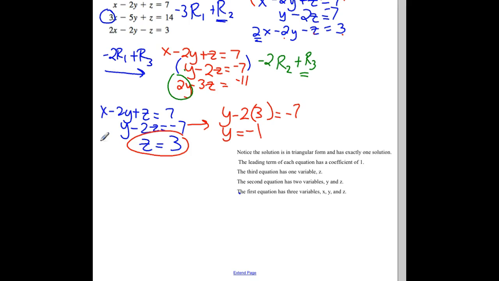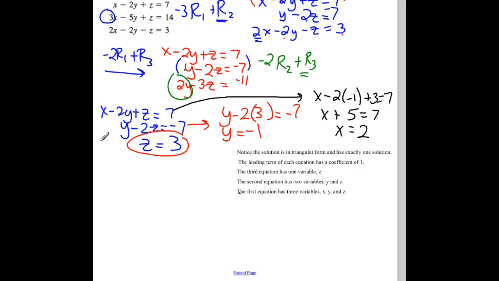And now that I know z is 3 and y is -1, can I back substitute it into the top equation and figure out x? Okay. So I have x minus 2 times -1 plus 3 equals 7. So x plus 5 is 7. X would have to be 2. So my solution is the ordered triple: x is 2, y is -1, z is 3.